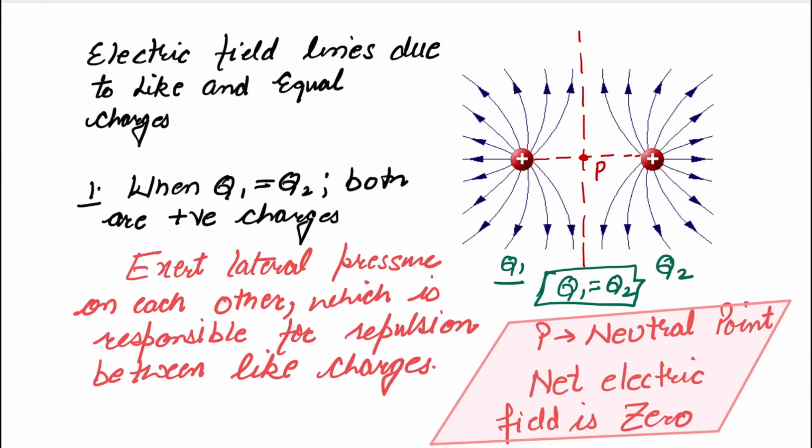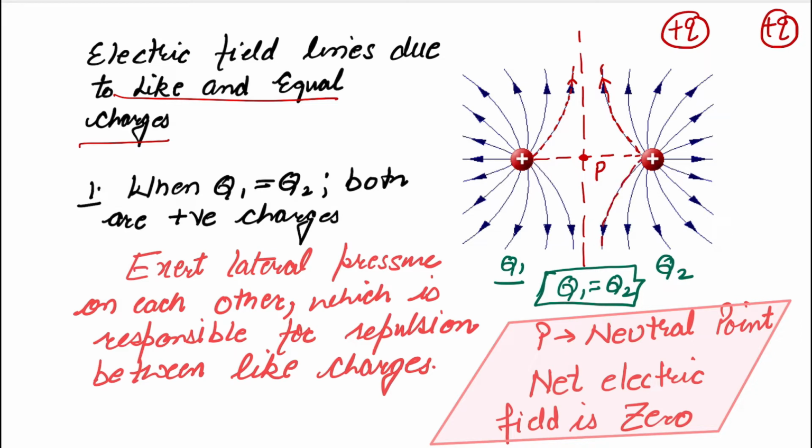Next are the electric field lines due to like charges. We have two charges. One charge is plus Q, another charge is again plus Q. Both the charges are of equal magnitude. So the electric field lines start from the first charge and they move upward, because both the charges exert lateral pressure on the field lines of each other.